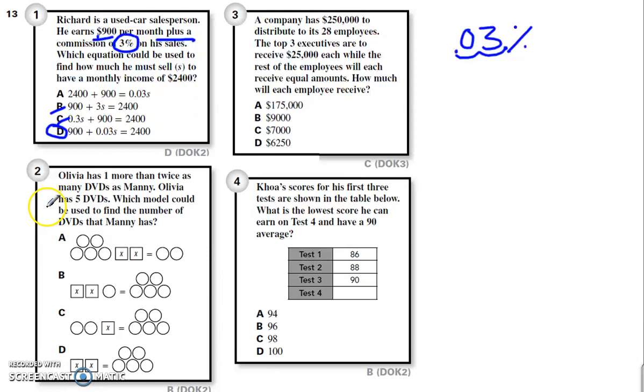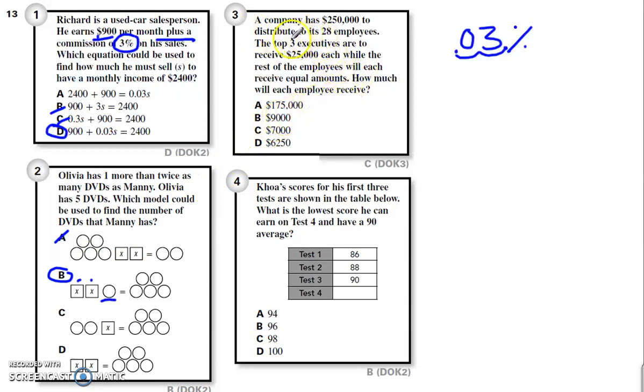This one, number 2, a lot of you are having trouble with figuring this out. Olivia has 5 DVDs. Which one of these shows that she has 5 DVDs? That's B, C, and D. Which means the circle must be a DVD. She has one more DVD, so something that shows one more DVD, then twice as many something as he has, so it has to be this one.